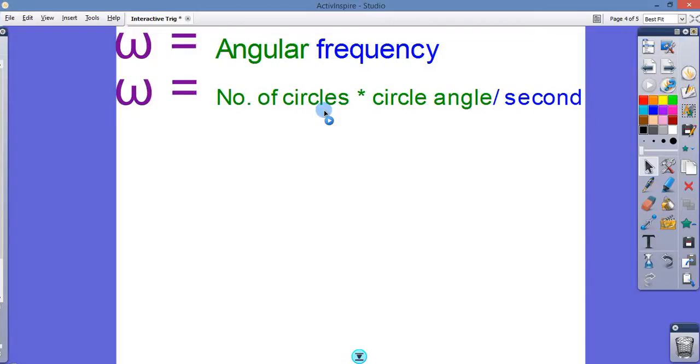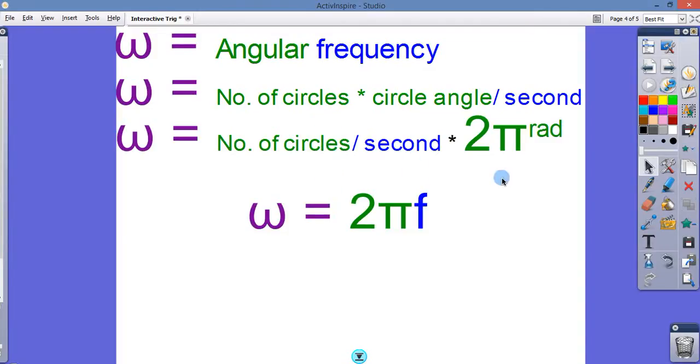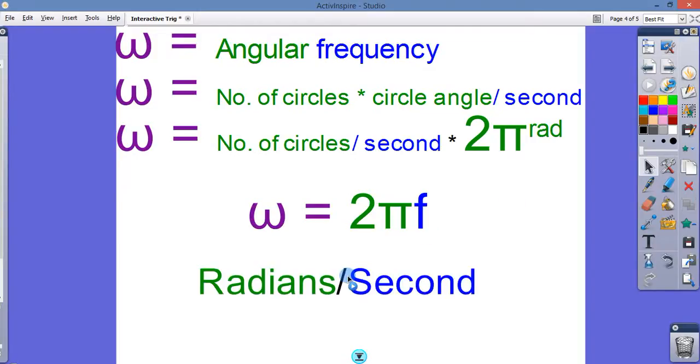But the angle in a circle is 2 pi radians. So omega is the number of circles spun per second times that angle, which is 2 pi. So the angular frequency is angle per second, or radians per second. And this is the term that I use that probably no one else does, but you never know: radian hertz, because really omega, the angular frequency, is how many radians your sine wave or cos wave goes through per second.